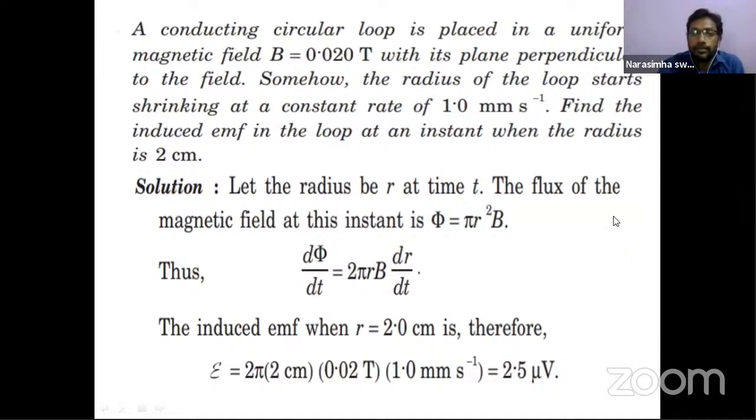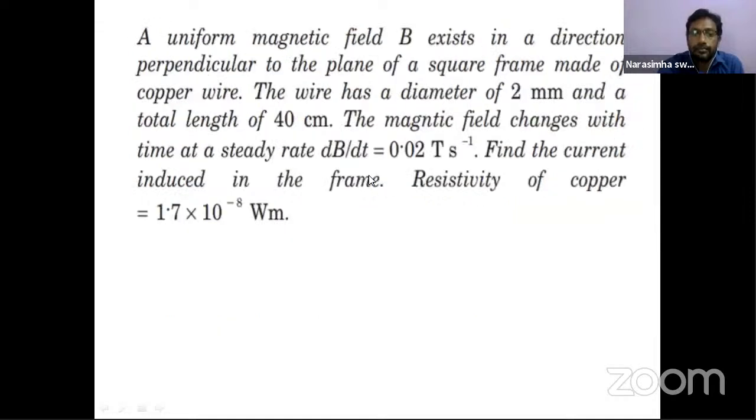Clear? Now we'll go for the next problem. A uniform magnetic field B exists in a direction perpendicular to the plane of a square frame made of copper wire. Observe this carefully.